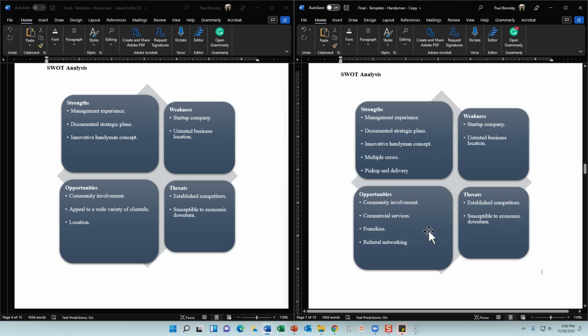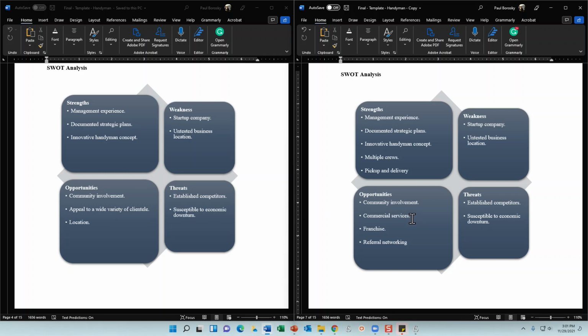All right, next we're going to go ahead and examine the external environment, and that's going to be your opportunities and threats. In the template, I do say community involvement. I keep that with my sample. Appeal to a wide variety of clientele. Well, that's a little too general. So what I've chosen for my example here is, instead of saying appeal to a wide variety of clientele, I might initially start with focusing on residential customers, and then I may expand to commercial services. So I would then say, for opportunities, at a future point in time, I might expand to commercial services.